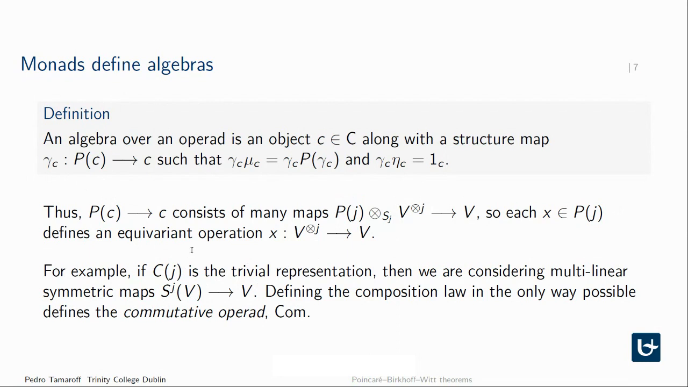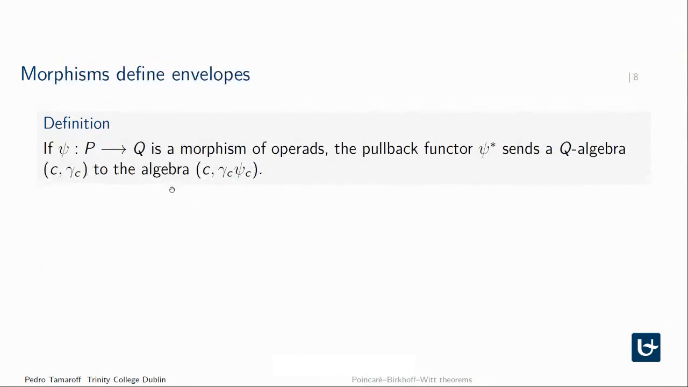The composition maps are sort of uniquely determined, and that gives for us the theory of what it means to have operations on symmetric monomials, okay? Very well, so once I went from monads to algebras, I can also go from morphisms between operads to these envelopes that I'm interested in.